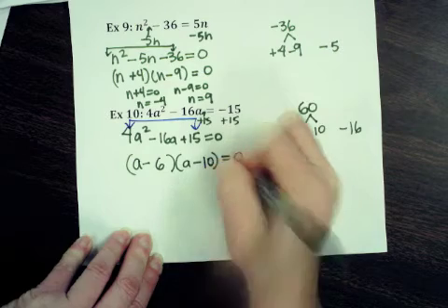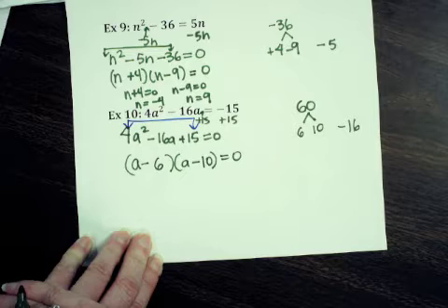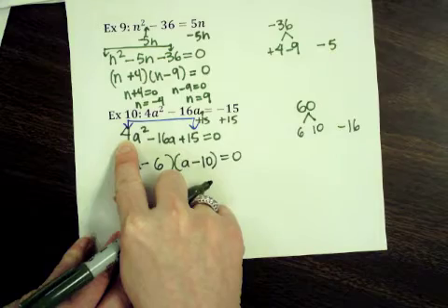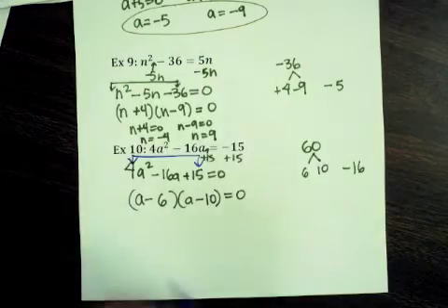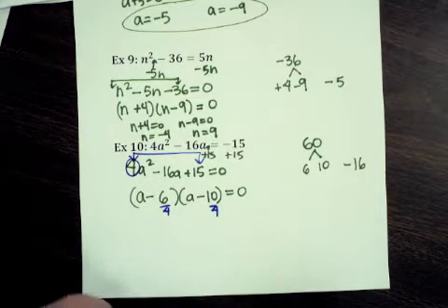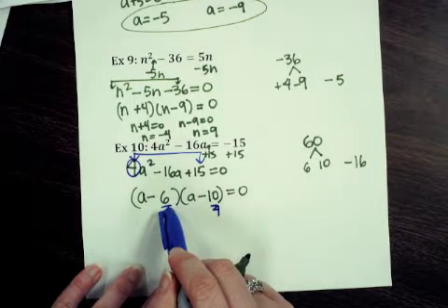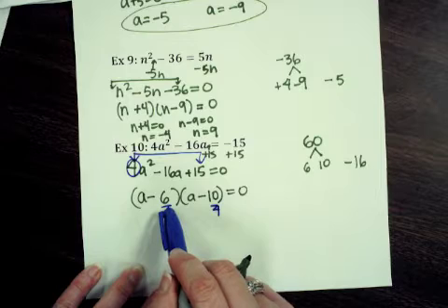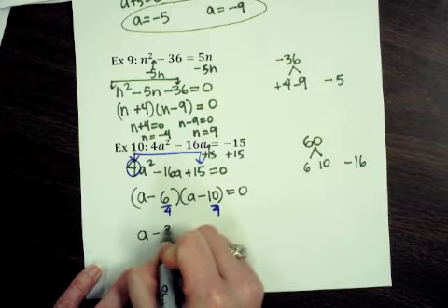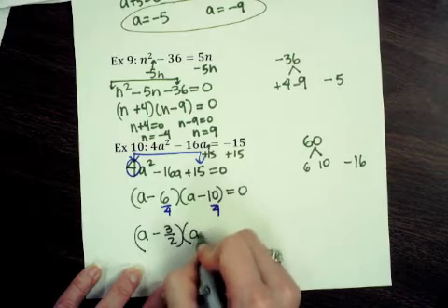But I'm not done. That's not the end. What do I do next? Go back to your factoring strategies. What do I do next? Because it started with something other than 1, I have to divide both factors by 4. And now I need to reduce. So if you can't reduce 6/4 in your head, use a calculator and give me a correct answer. So 6/4 reduces to 3/2, and 10/4 reduces to 5/2.